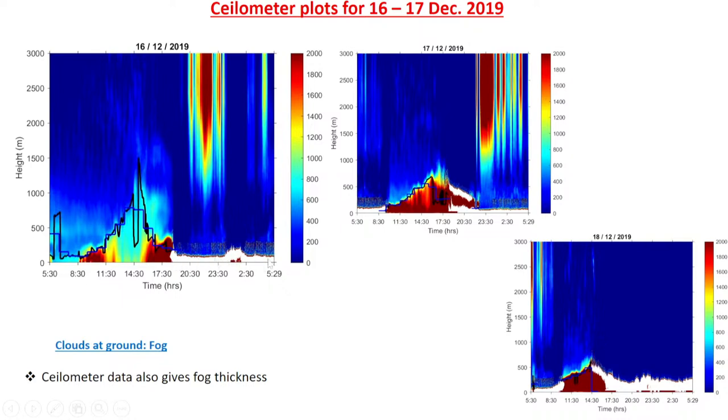The fog persisted on the 17th also, till morning around 9 a.m. Then during the daytime the fog was not there, and again on the evening of the 17th it started and persisted till the morning of the 18th. So we confirmed using ground truth data that fog was actually there in Dehradun on 16-17 December 2019.